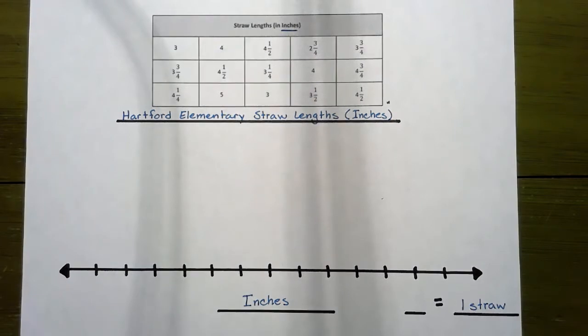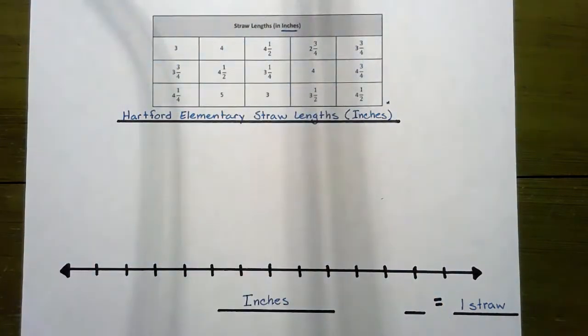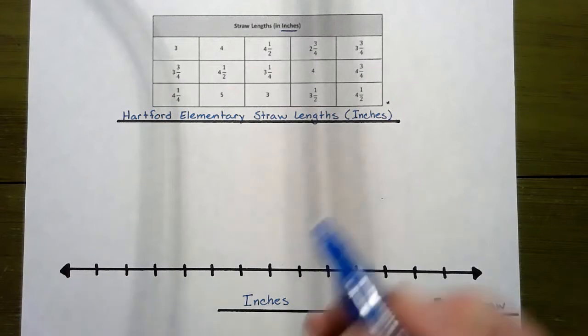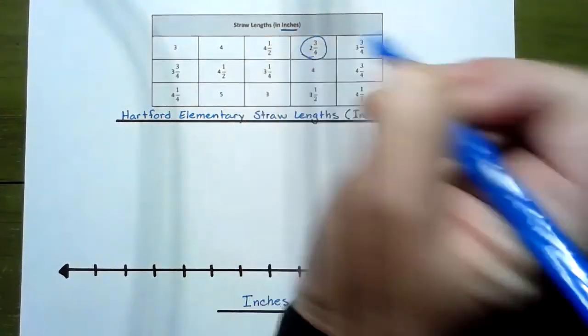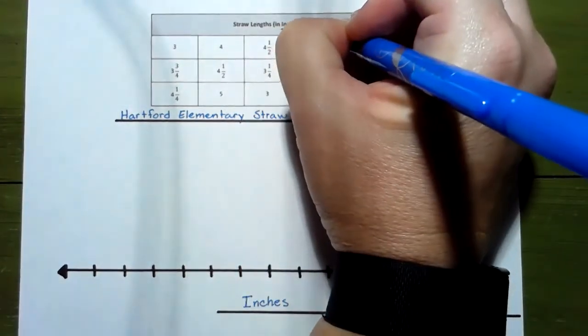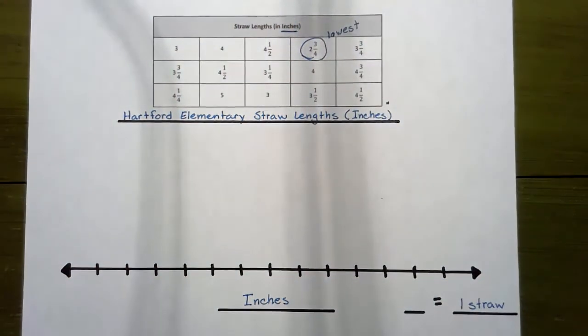All right, great work. Let's start thinking about creating our number line. So as we look at our number line, what is the lowest measurement in our data set? Say it to your screen. That's right, it is 2 3/4. I'm going to go ahead and circle that. And I'm going to label that lowest, so that I remember that that's our lowest measurement.